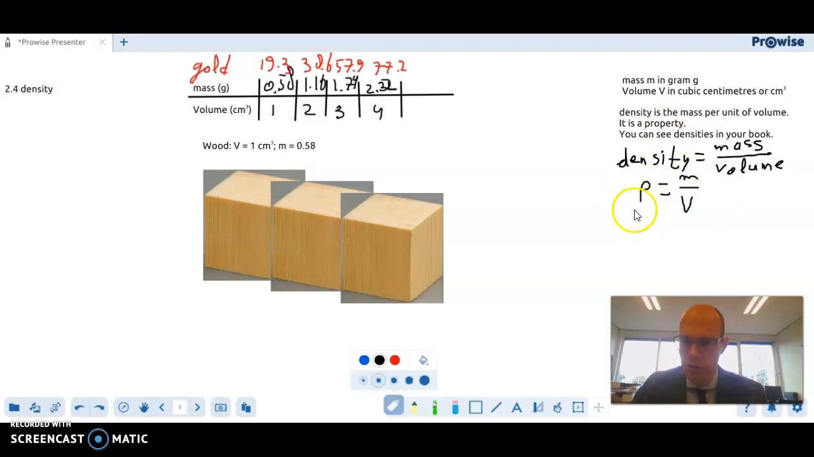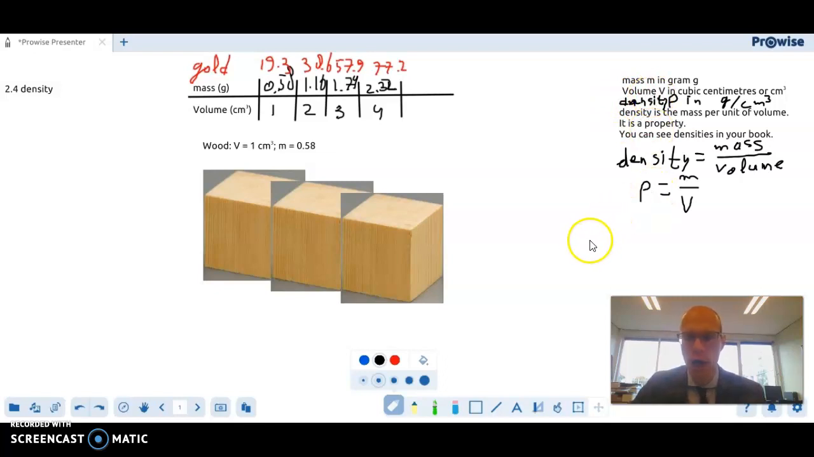And what I also need to write down over here is the unit. Density is the rho, and the rho is in grams per cubic centimeters, because we fill in grams and divide it by cubic centimeters, and that is called grams per cubic centimeters. This is a unit, and this rho over here is a symbol for density.